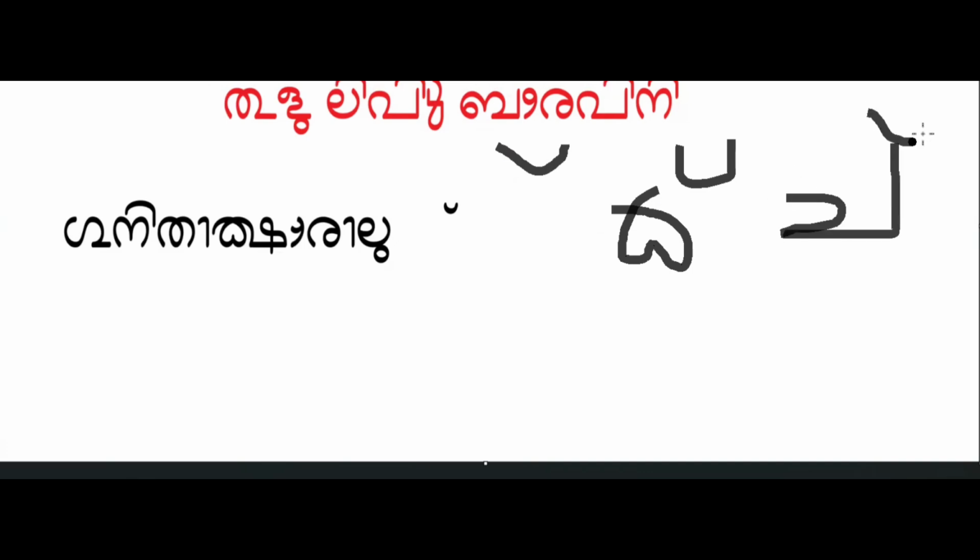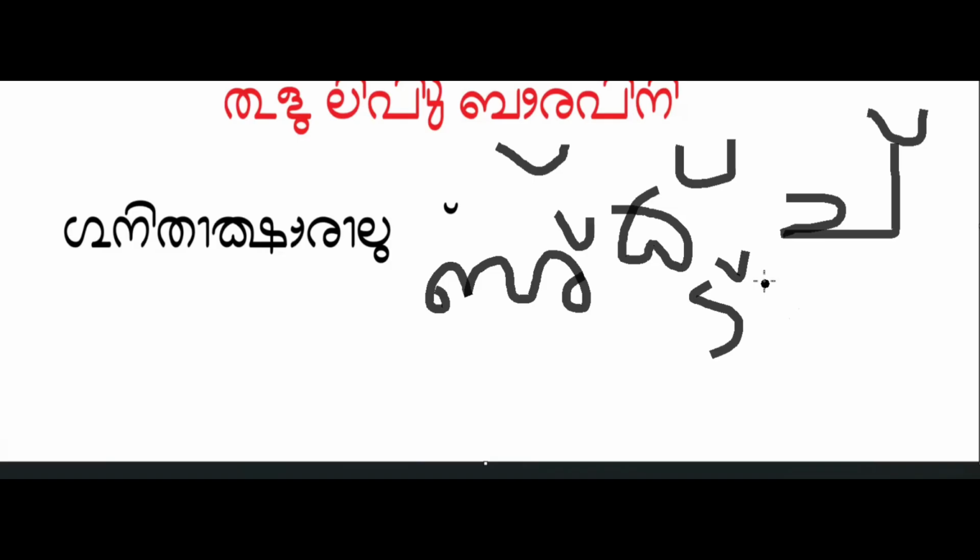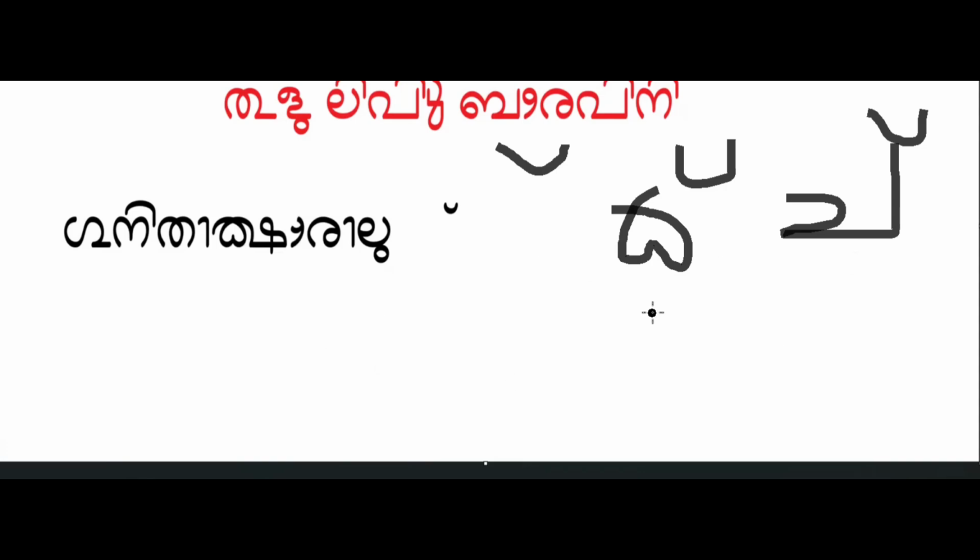a small moon shape. For example, to write ka, ku, ku, ku, chu, ju, tu, tu, du, tu, like this. First one completed. Next, second one.